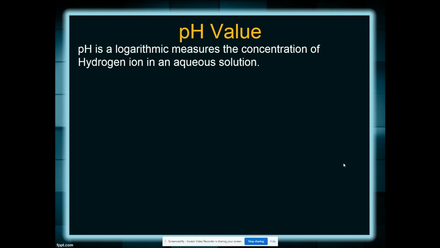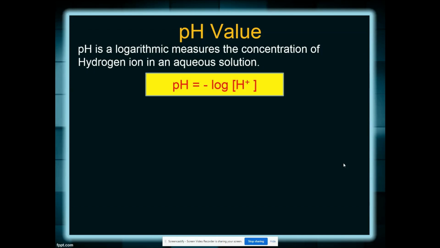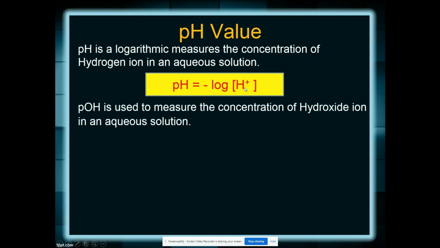Now, in the context of chemistry, you must understand how we get the pH value of substances. The pH value is a logarithmic measure of the concentration of hydrogen ions in an aqueous solution, which we can simplify with the formula given here. pH is equivalent to the negative log of the concentration of hydrogen ions in the solution.